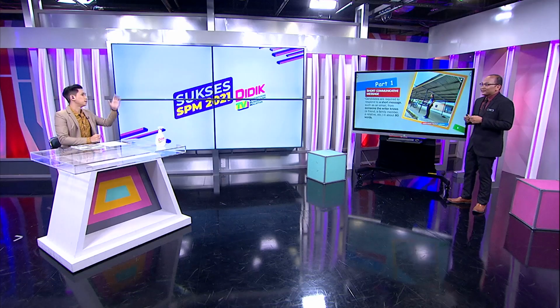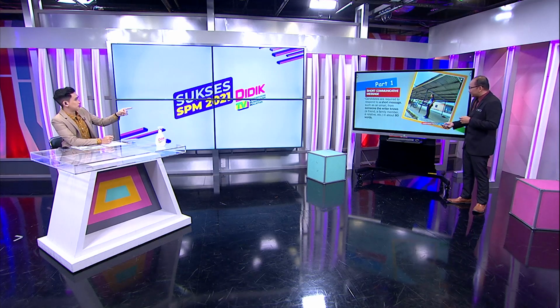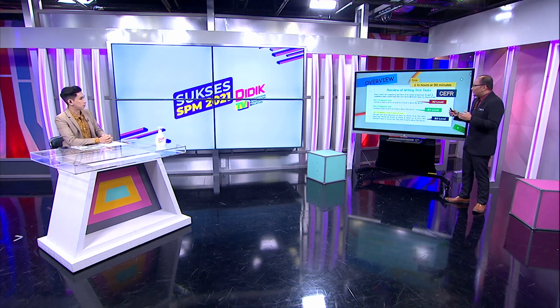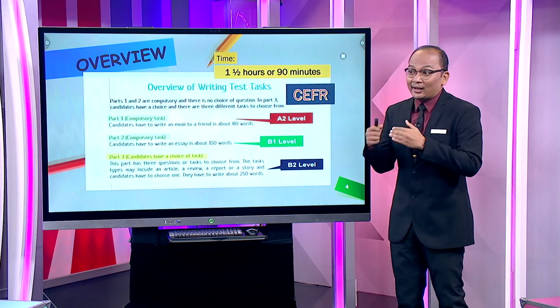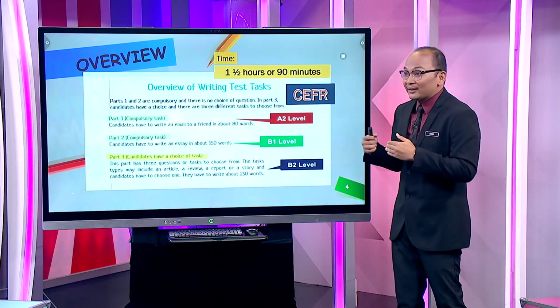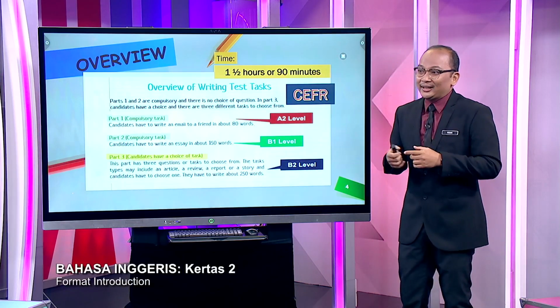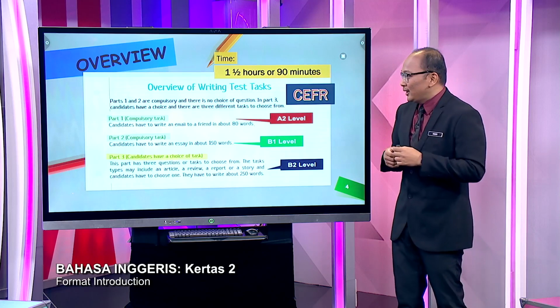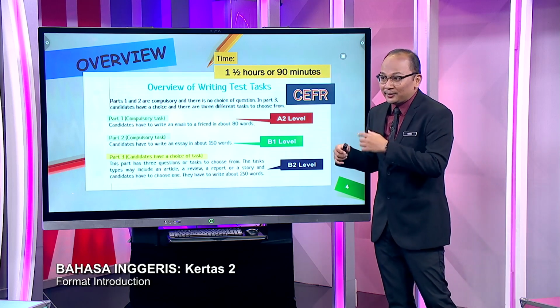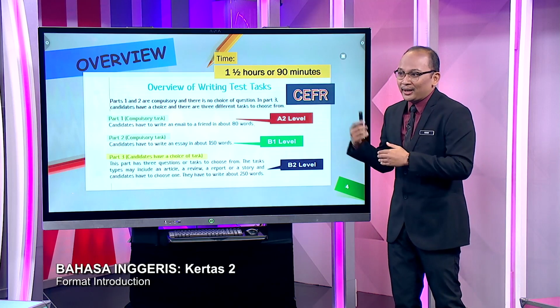So I have a question, sir. In your previous slide, you mentioned there is A2 level, B1 level, and B2 level. Could you explain to us what you mean by these levels? So these are the levels of requirement of the difficulty of this task. Part 1 is considered quite easy. Part 2 is a little bit harder. However, Part 3 is the hardest so far for the candidates. And we are going to explain a little bit further as we go on with the lesson.